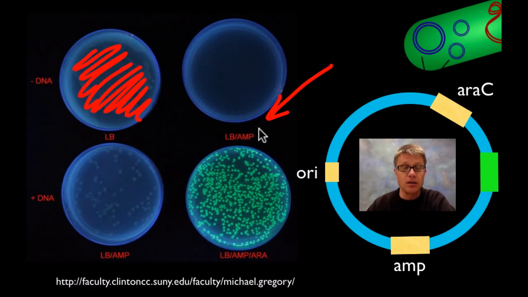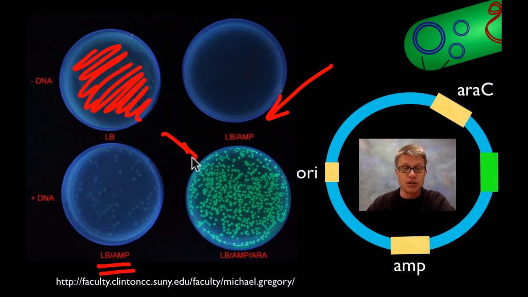In other words, it's going to kill all of them, since none of them picked it up. Likewise, on the ones who have the LB and the ampicillin, the ones that are transformed, we're going to see some colonies. Each of these colonies represents one bacterium that picked up the plasmid. It's able to make copies of itself, and it's able to grow. So you can see not a ton of them were able to do that.